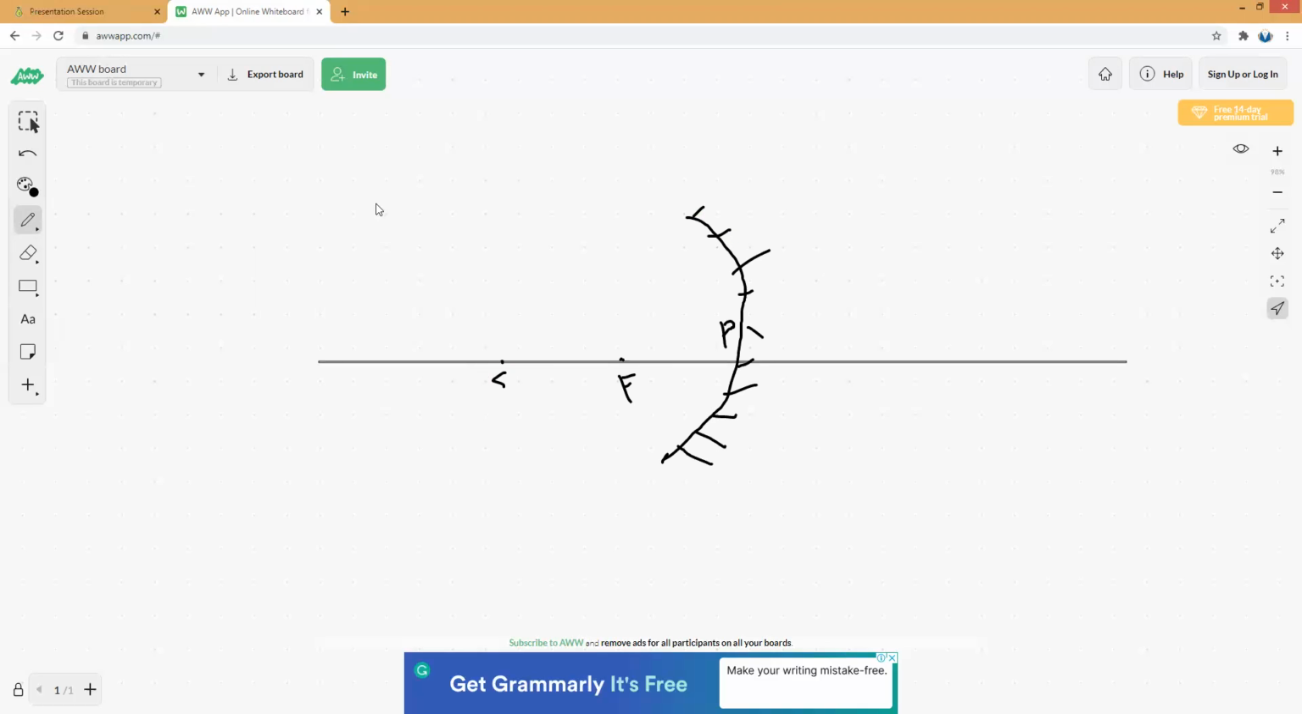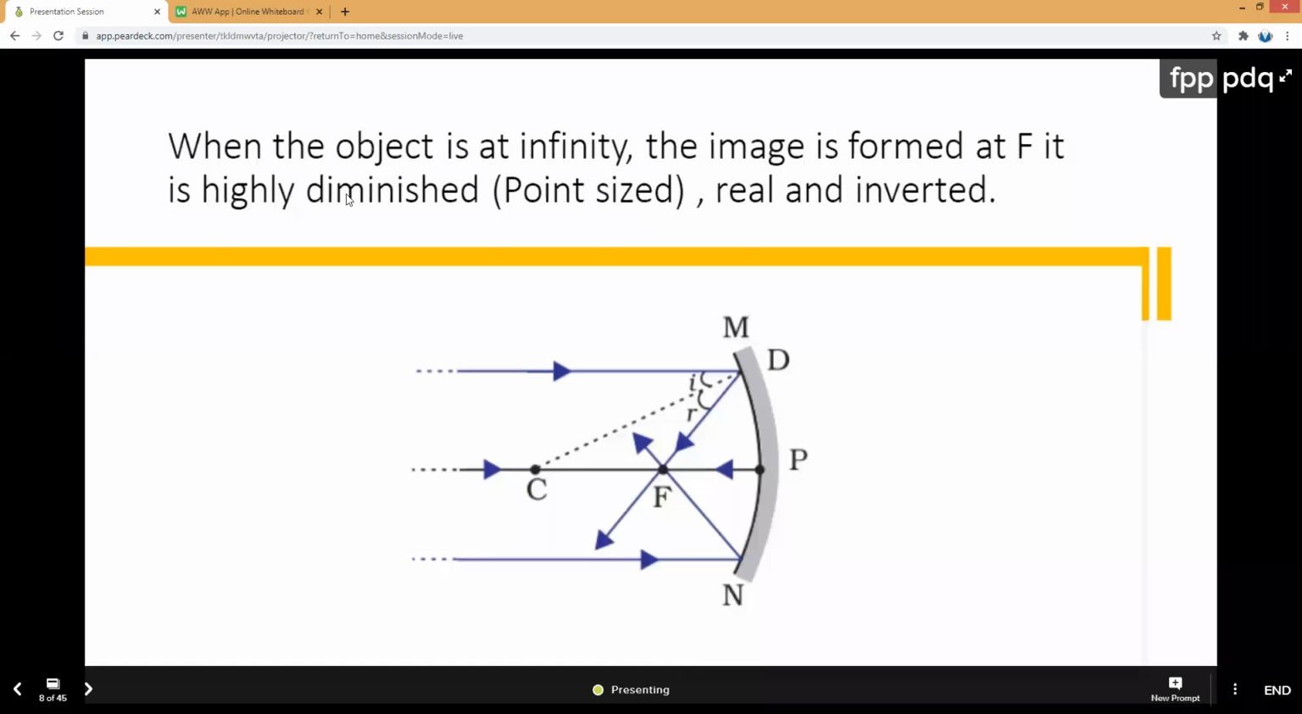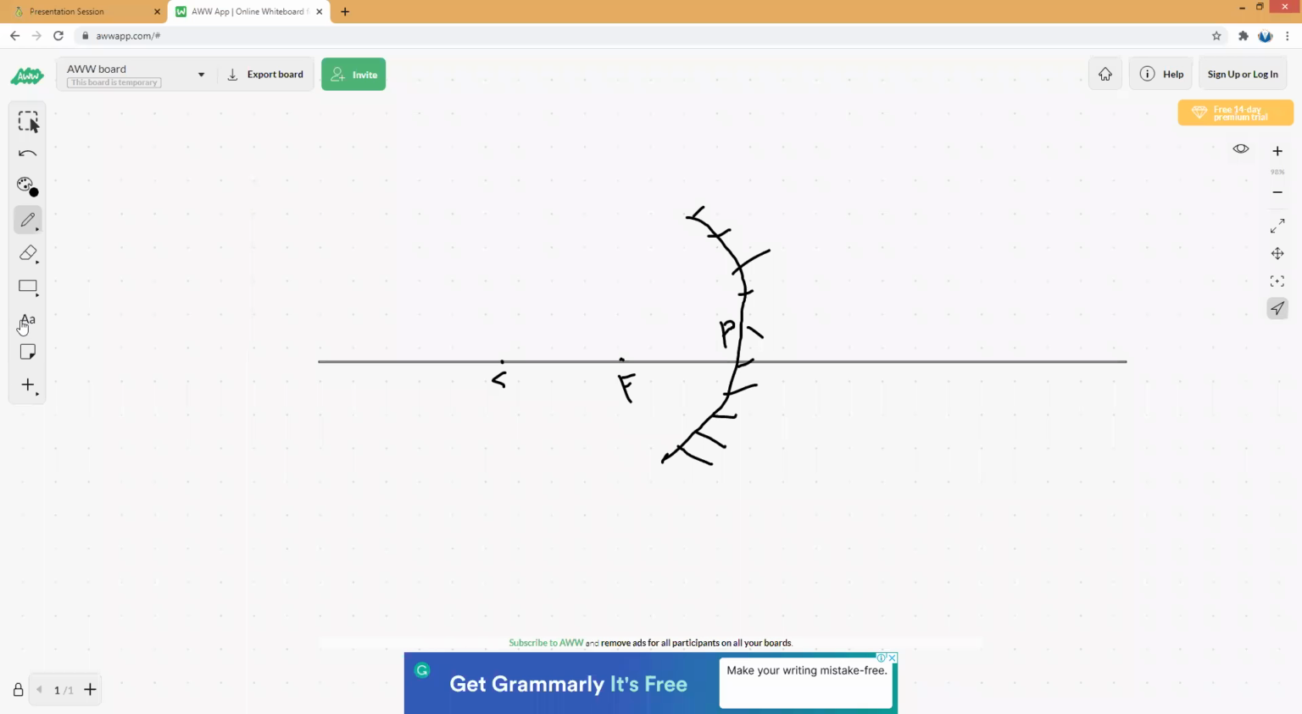Now our first one is, you can see the PPT now, right? Yeah, we can see. Okay, so the first one is if the object is at infinity. Let's try it out. So we have our object at infinity. So the first ray we'll draw parallel to the principal axis. So it intersects over here.